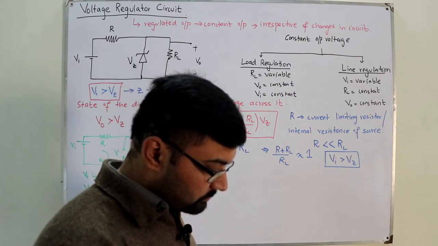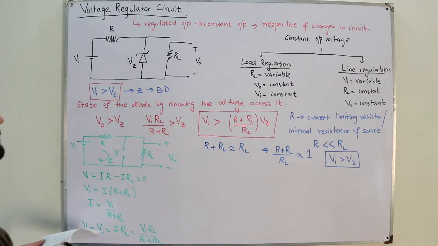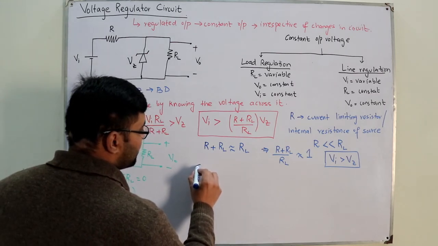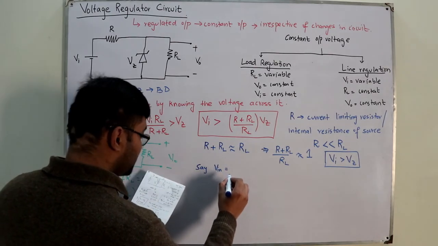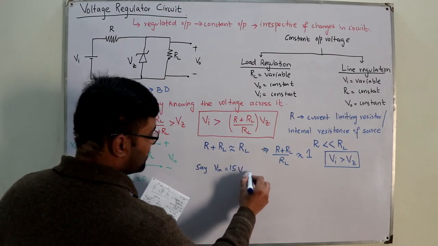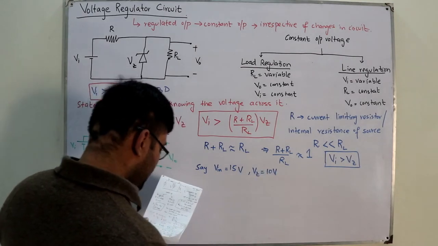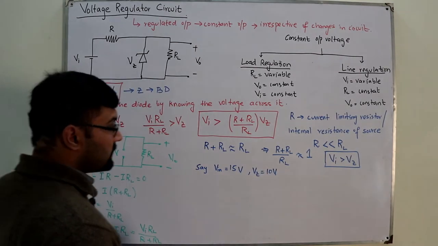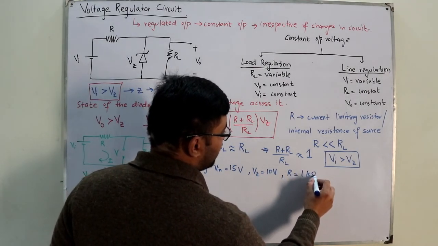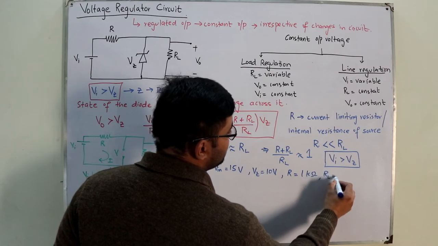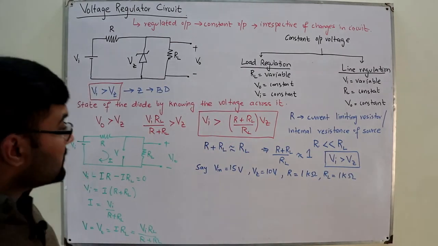So, say, for example, I say that my input voltage is, let's say, 15 volts. The Zener potential is, let's say, 10 volts. And then I have the series resistance, which is 1 kilo ohms. And also the load resistance is 1 kilo ohms. Now I want to confuse you guys.